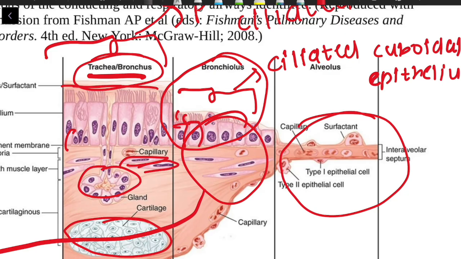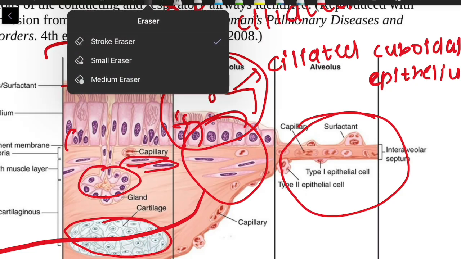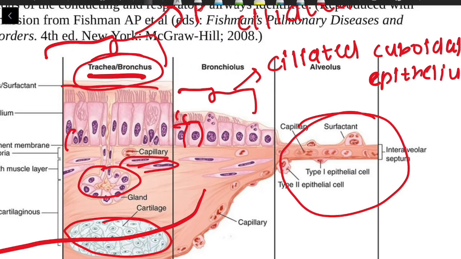You see these cuboidal cells. If I remove this, then you will be able to see these cuboidal cells, ciliated cuboidal cells. And that is what helps in the mucociliary function I have been talking about, in which the cilia clear the mucus upwards, they take it upwards, it escalates upward, and that is the mucus we expel out or we cough it out.